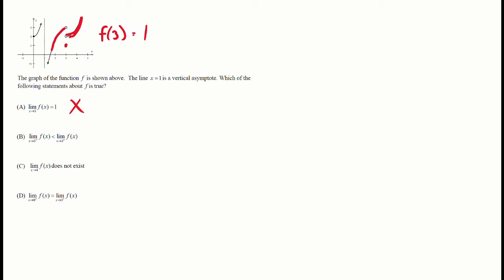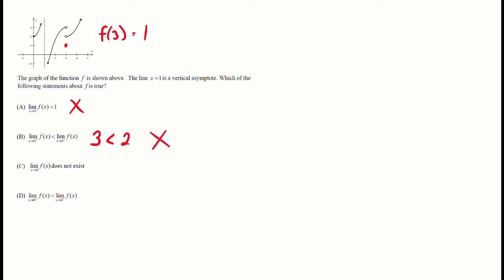So as x approaches 3 from the left, well, there we see it approaches 3, like we said earlier. As it approaches 3 from the right, it approaches 2. So the question is, is 3 less than 2? No. Okay, so that's not true either. Okay, the limit as x approaches 4 does not exist.